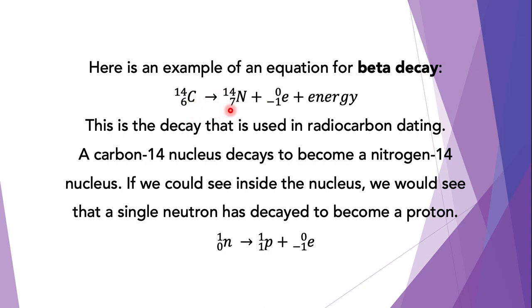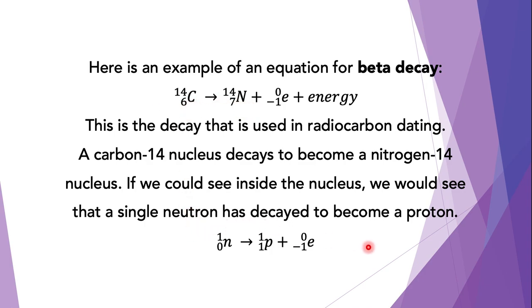So what happened is that the neutrons are now 7 and the protons are also 7. And so this results in a nitrogen atom, because nitrogen's nucleon number is 14 and proton number is 7. 7 plus 7 is 14, so this is a stable nucleus of nitrogen. So this is how this happens.